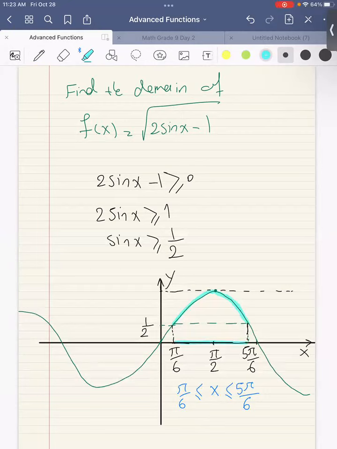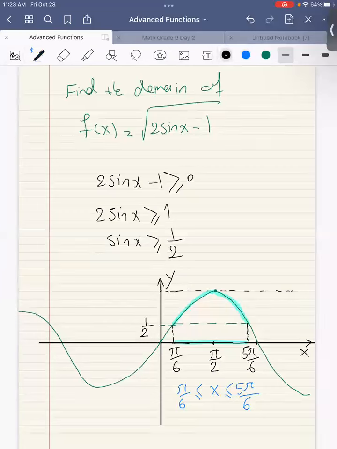Okay, but the only thing, so that's it. That's the key part. But there is a tricky part, and that is this repeats in every 2k pi, because the period is 2 pi. So not only is x between pi/6 and 5 pi/6, but also x between 2 pi plus pi/6 and 2 pi plus 5 pi/6, right?